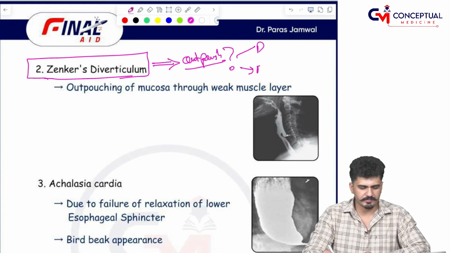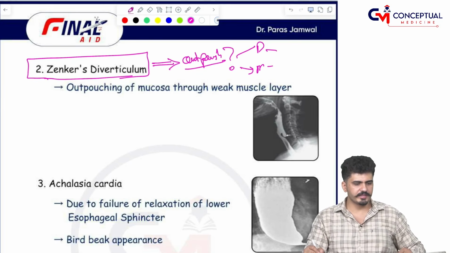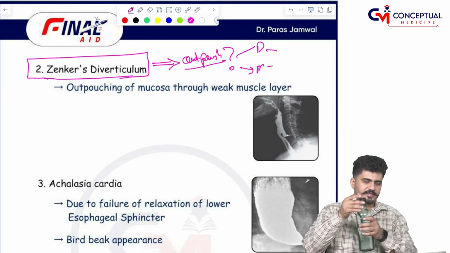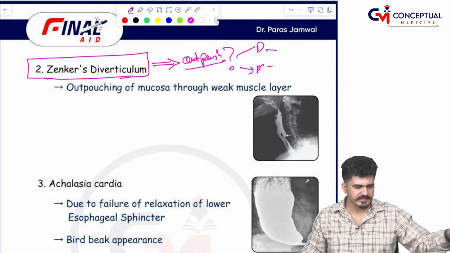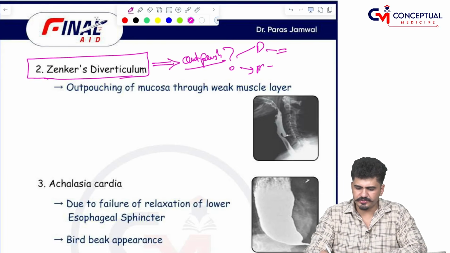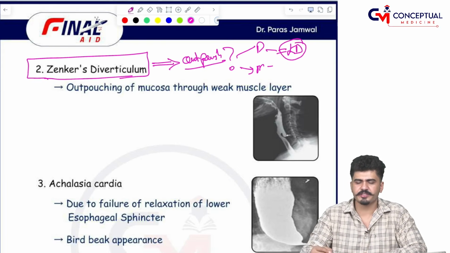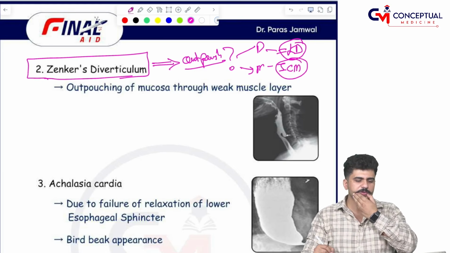Which distance and which muscle are we talking about, my dear friends? Yes, absolutely correct. Please try giving an answer. Yes, very nice answer. This is Killian's distance. And which muscle are we talking about? The inferior constrictor muscle.